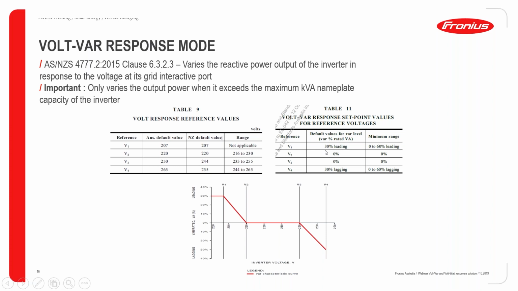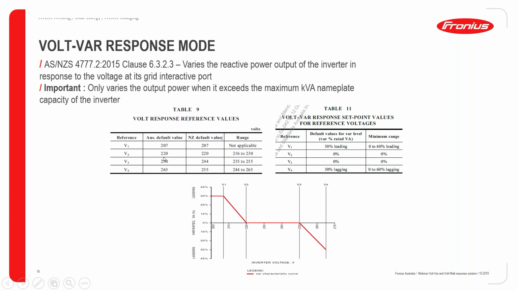Once we set these set points on a Fronius inverter, it will then produce the power with a 30% leading. Whenever there is a voltage of 220 volts at the inverter terminals, there is no change to the power factor of the inverter. Whenever the voltage is sitting at 250 volts at its terminals, again, we don't have to change the power factor. The inverter is not going to change its power factor.